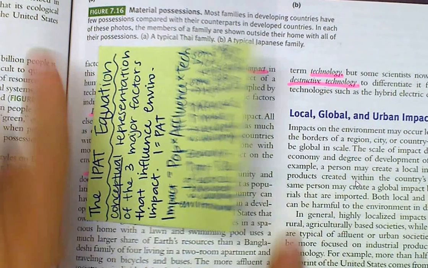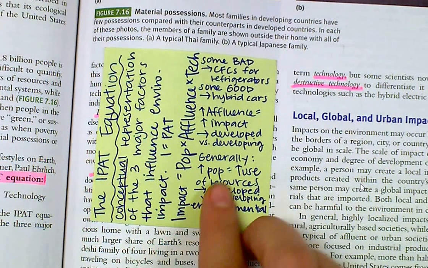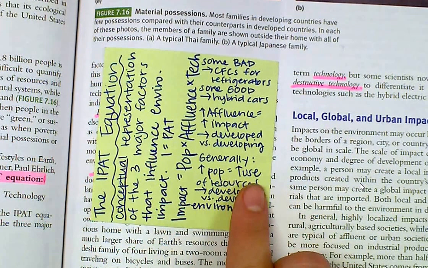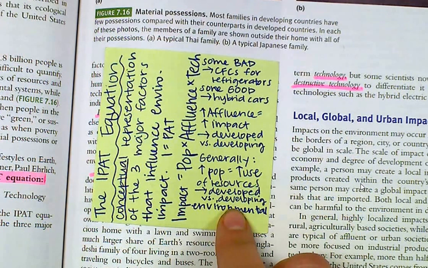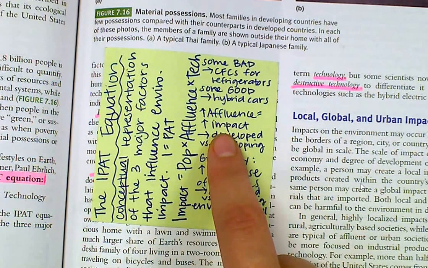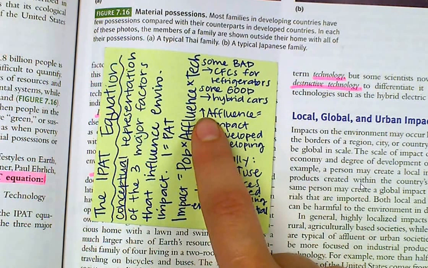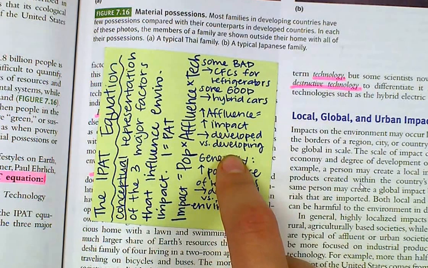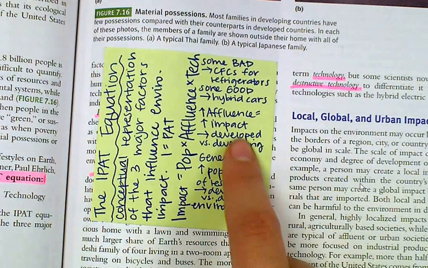Impact is our environmental impact, which is determined by the population. Generally, an increase in population means an increase in the use of resources, especially in developed versus developing countries, like we just talked about. For affluence, the general trend is that increased affluence leads to increased impact, just like developed versus developing countries. Developed countries have way higher affluence, and so they have a much higher impact, like we just saw.